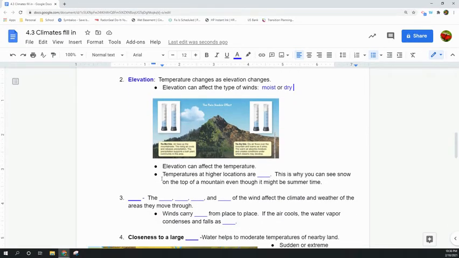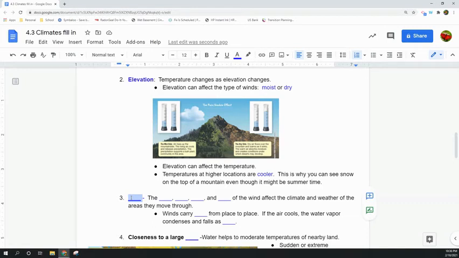Elevation can affect temperature. So temperatures at higher locations are typically cooler. This is why you can see snow at the top of the mountain, even though it might be summertime. So if you've ever been to the Rocky Mountains, or if you go to Pigeon Forge and see the mountains, you'll notice at the top it usually still has snow on it, even though it's in the middle of June. That's because the mountains are pretty high up. So the higher you are, the cooler you get. That's why on the top of Mount Everest and Mount Fuji, there's always snow.